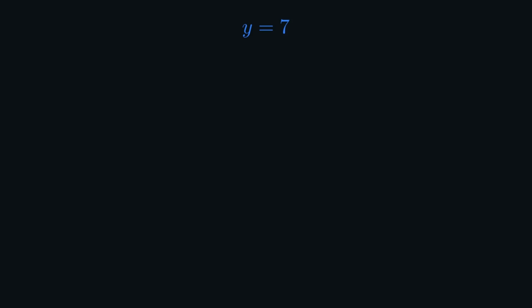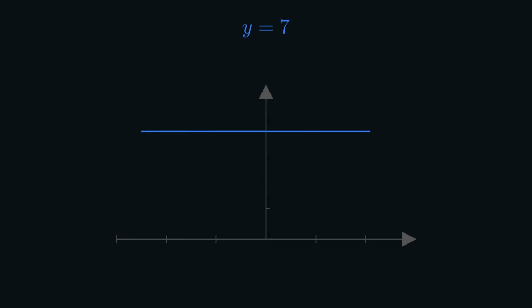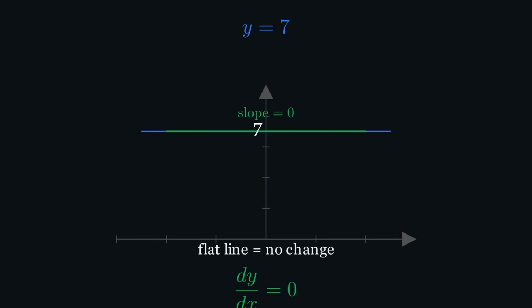What if y equals 7, just a number with no x? A constant does not change. It sits at 7 forever. No change means the derivative is 0. If y equals 7, then dy dx equals 0. A flat horizontal line has no slope, no steepness, no change.